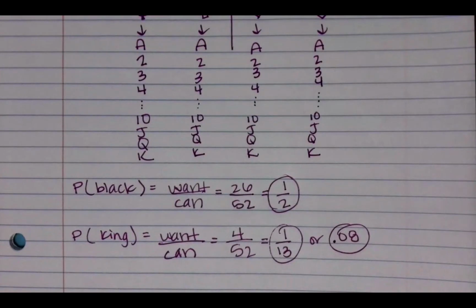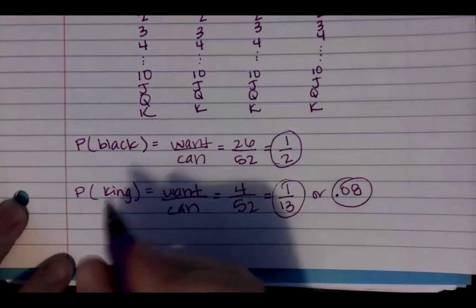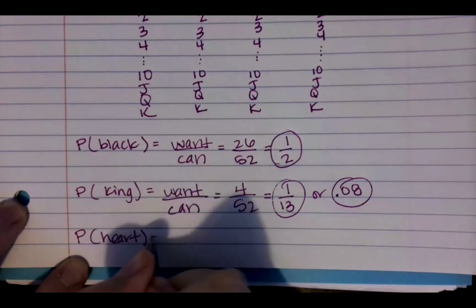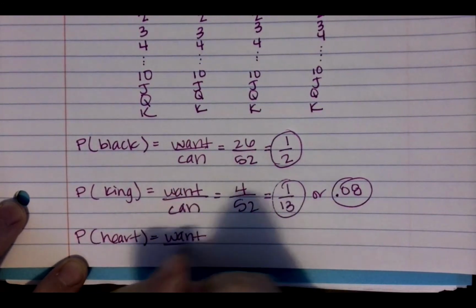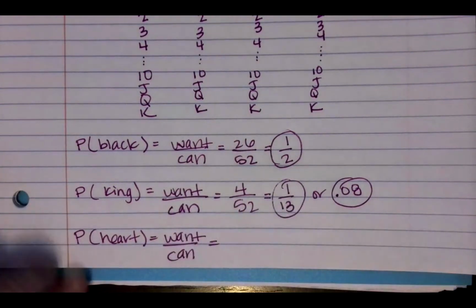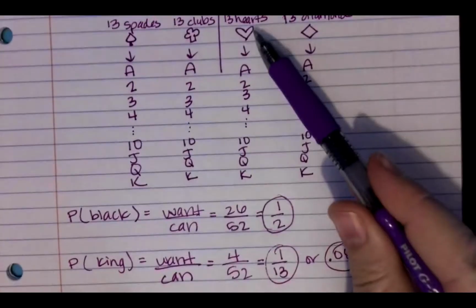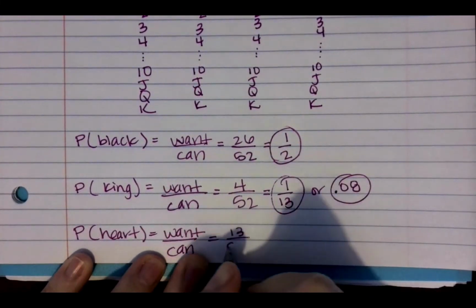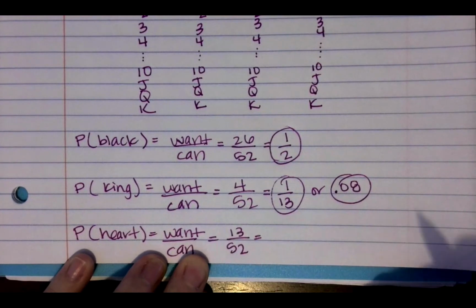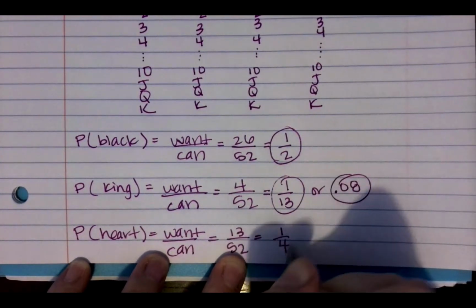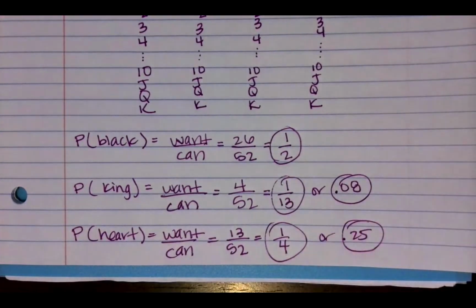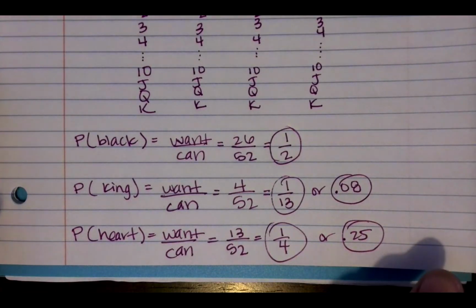Let's try it again. Last one for cards. Let's say we want the probability of pulling a heart out of the deck. Again, just our basic formula. What do we want? We want a heart. How many hearts are there? Coming up to our chart here, there's 13 hearts. How many total cards? 52. If you reduce that fraction, you get 1/4, which is a great answer. Or if they want decimals, we could get that one too. Okay, that's it for playing cards.